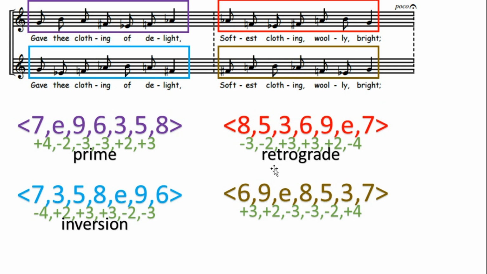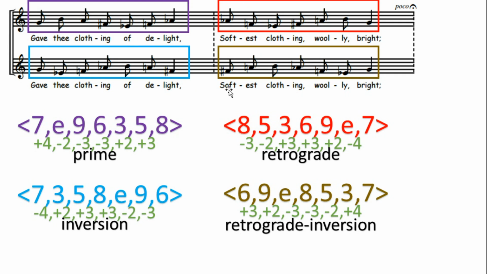Finally, if we look closely at the notes of the brown box, we'll see that they are in reverse order of this inversion. This goes 7, 3, 5, 8, E, 9, 6. And if we read this one backwards, 7, 3, 5, 8, E, 9, 6. From left to right, they are in reverse order of this inversion. This is called the retrograde inversion of the prime form. To obtain a retrograde inversion, you go to the inversion first and then reverse the order, as is done here.